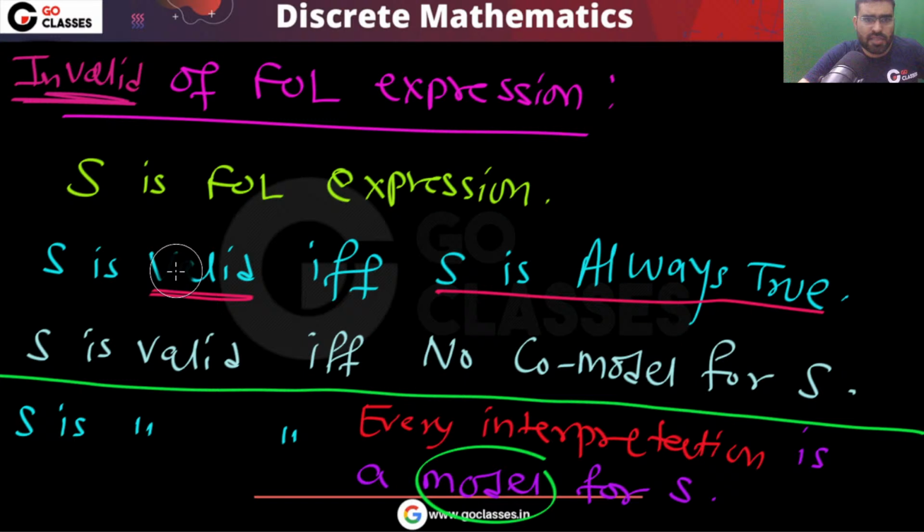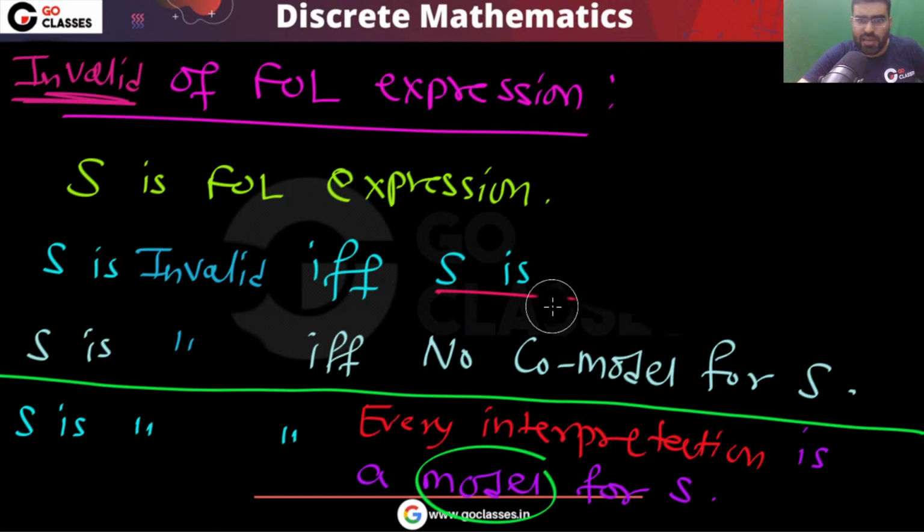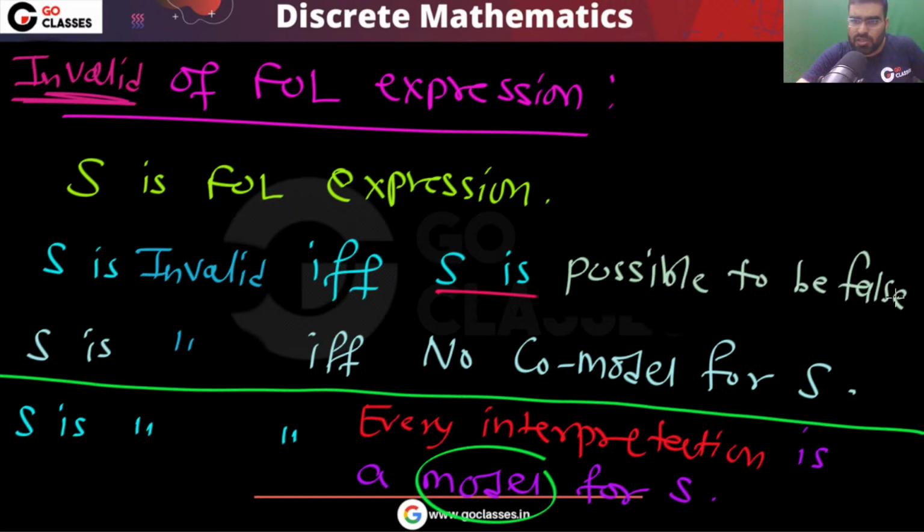When can you say that an expression is invalid? In which situation can you say an expression is invalid? Invalid means you can make it false. Invalid means S is possible to be false. Remember, valid means always true. So invalid means it is possible to be false. You can make it false.